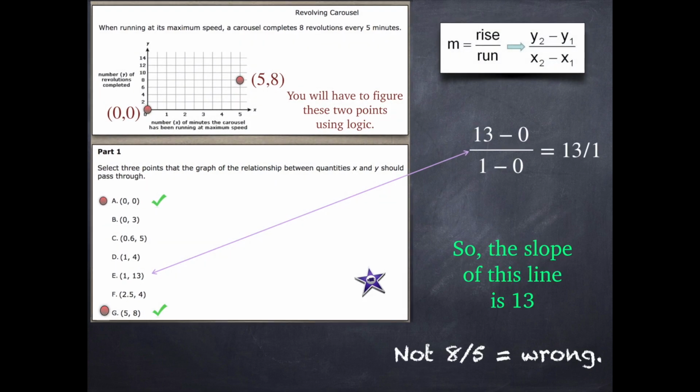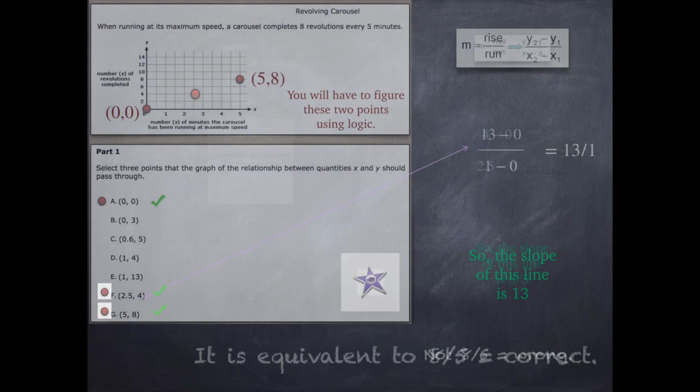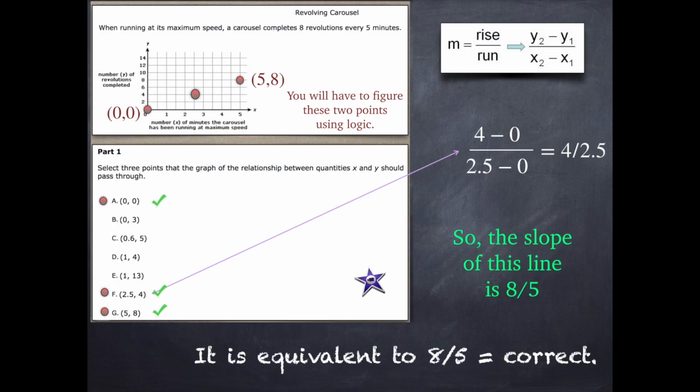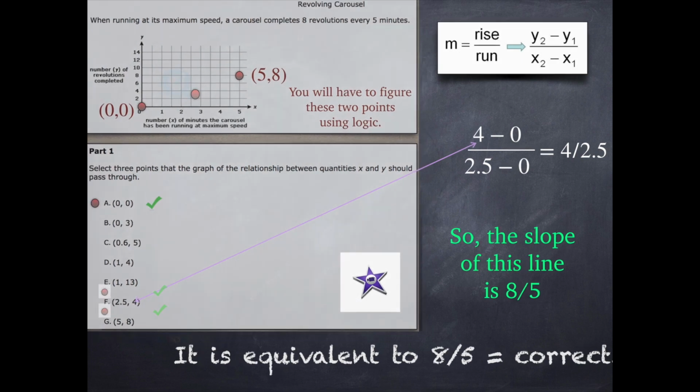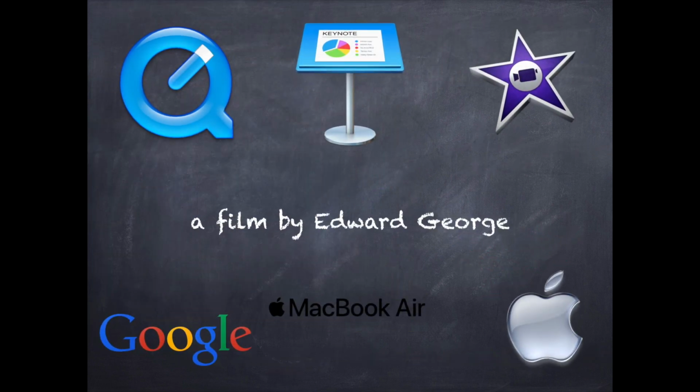So another little math problem here. We put (1, 13) in, get a steep slope of 13 over 1. Of course, again, not the one we're looking for. And finally, we put (2.5, 4) in. We don't want a decimal in our fraction, so we would double both of those, get 8 over 5, and that is equivalent to 8/5. That is the one we're looking for, and we've arrived at the right answer using 2 different strategies.